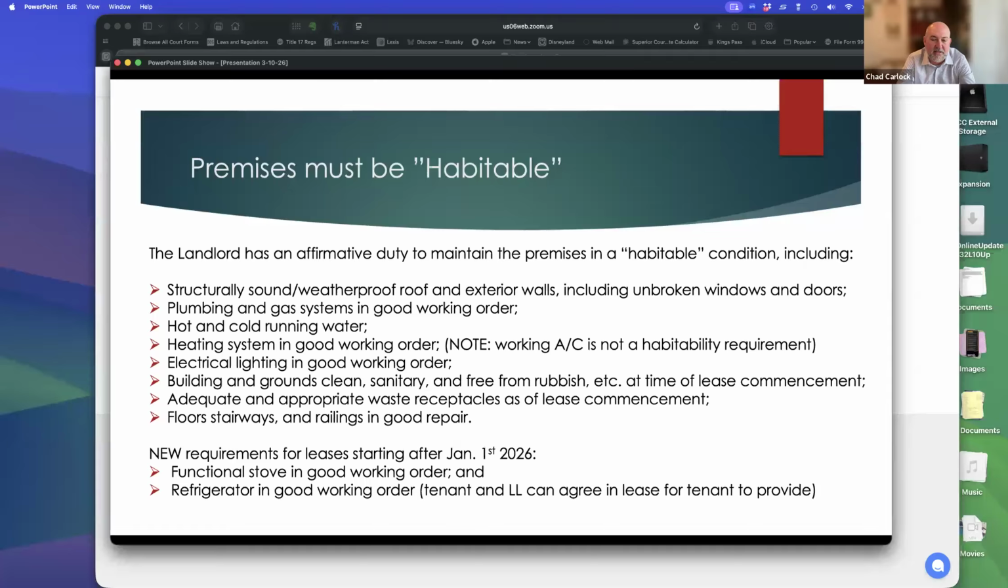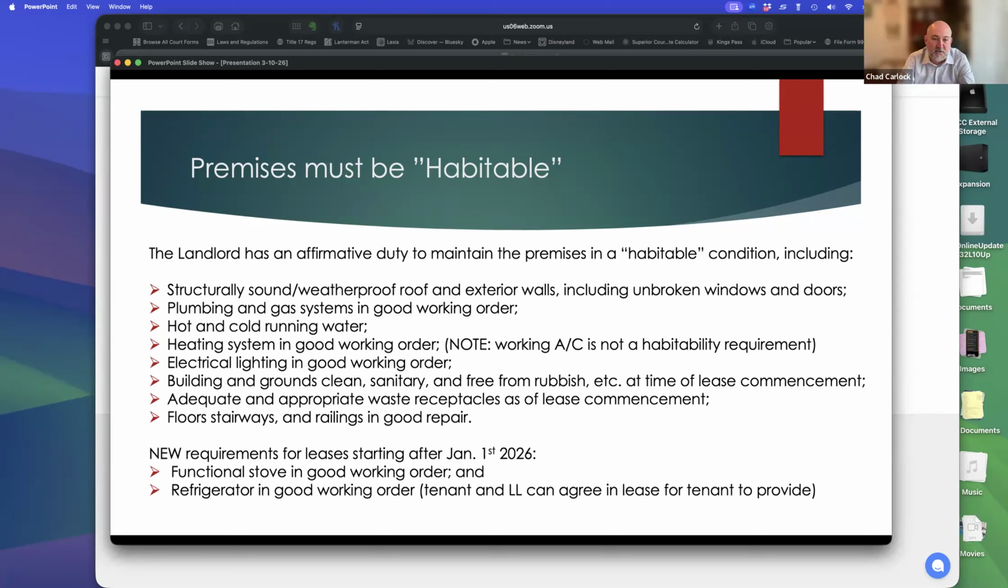Plumbing and gas systems in good working order, hot and cold running water. And of course, some of these only the tenants will know if they are not working. So it's best to include in a lease specific requests and requirements that the tenants notify you promptly if there are any problems in any of these areas so you can address them.